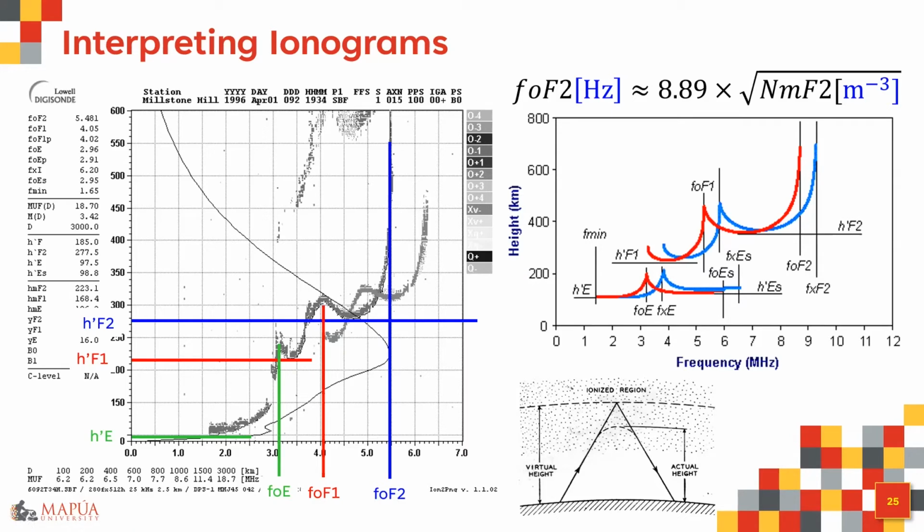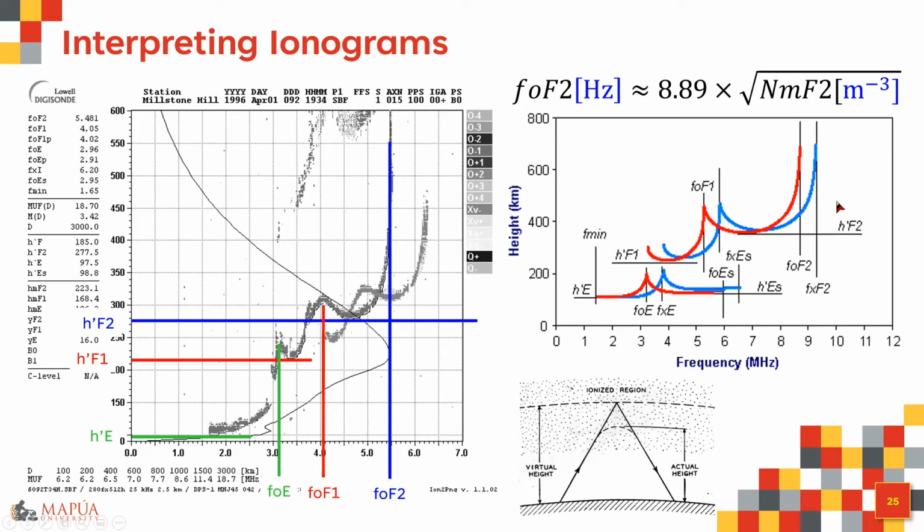Sir, may I ask a question? Sure, quick question. The foF2 in the graph on the left, what is the x-axis? Frequency? The x-axis is in megahertz. Is that a typical value? It depends on where you are. The value on the right graph is different. This is just an example.